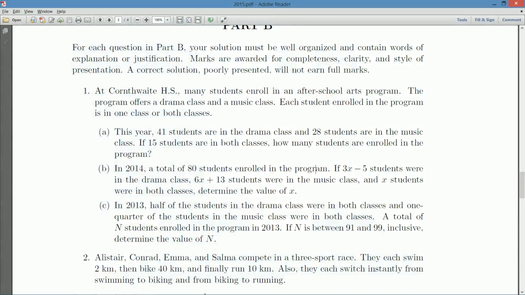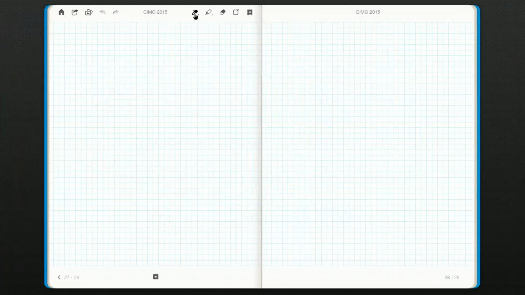If 3x minus 5 students are in the drama class, so that would be the whole blue bubble. That would be 3x minus 5. And 6x plus 13 students were in the music class. That's the whole red bubble, the whole magenta-y bubble. And x students were in both classes. That was sort of the green overlap, where you were in both. We're asked to determine the value of x. All right, let's draw another Venn diagram. And we'll give a bit more writing this time for those who thought it was insufficient in part A.